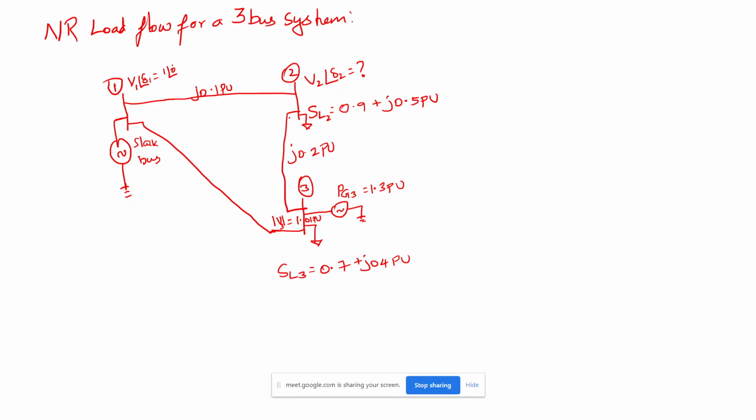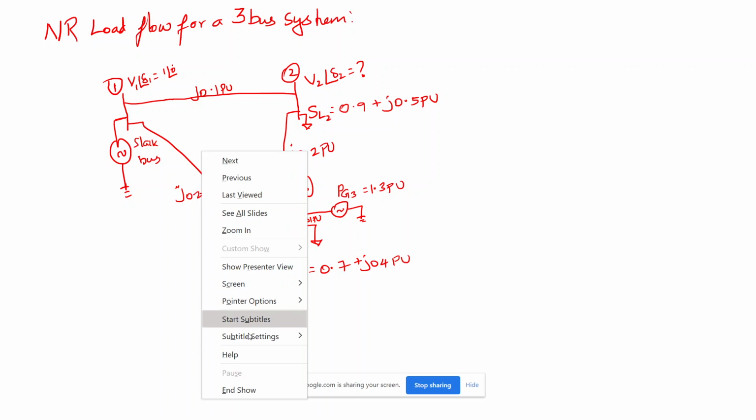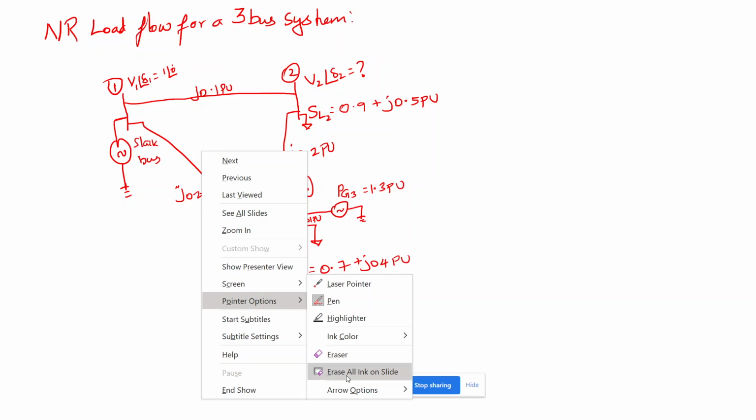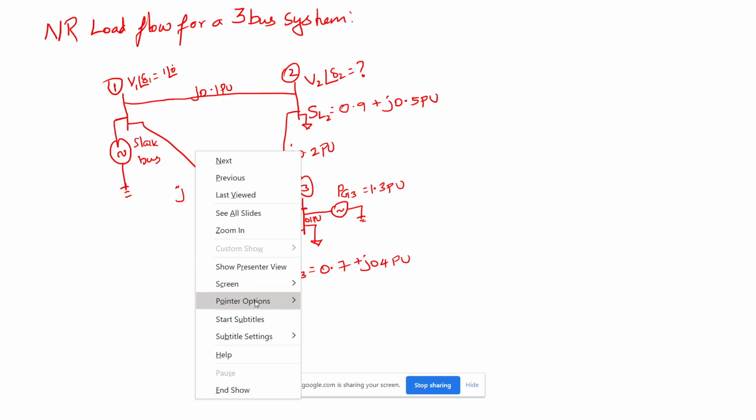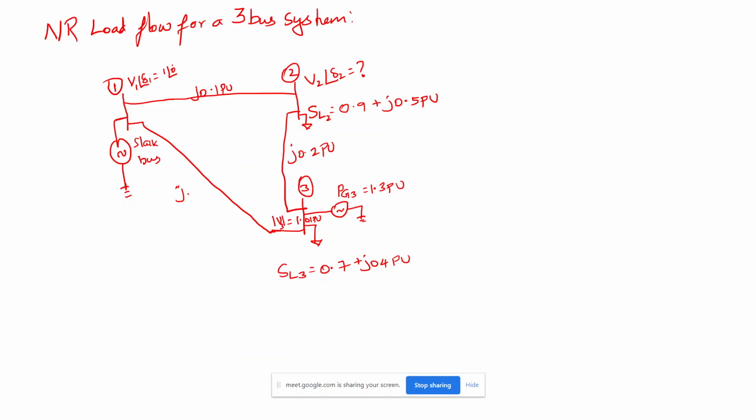So what are all the known quantities and unknown quantities? One more thing is they have given the impedance for this line also. It is nothing but J 0.25 per unit. Okay, so these are all the data given.